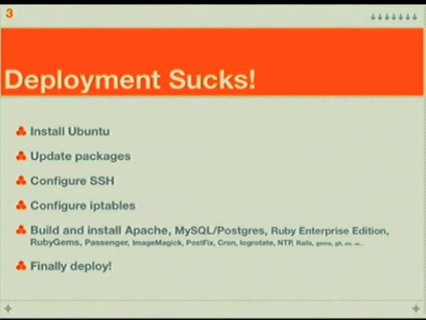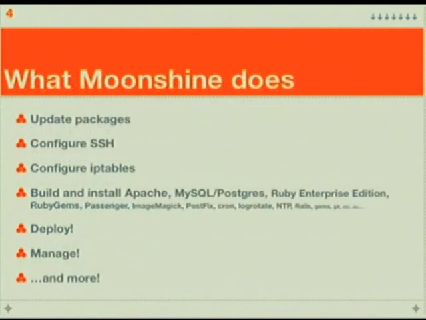So what does Moonshine do? Well, Moonshine will update your packages, configure SSH, configure IP tables, build and install Apache or database, Ruby, Ruby gems, Passenger, ImageMagick, Postfix, cron, log rotate, NTP, Rails, gems, et cetera. It'll deploy your app using Capistrano, and it'll manage your server configs. You get to keep your server configuration in your version control, which is great.